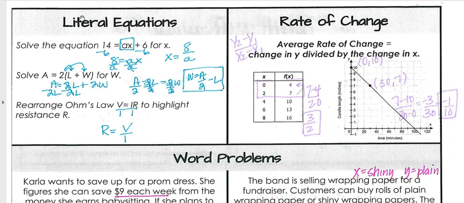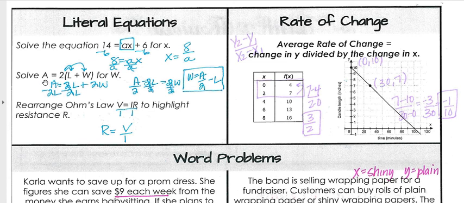Okay, some other topics. We have literal equations. Literal equations involve taking something that has more than one variable and isolating the variable that they're asking for. So here we want to solve for x, even though we have another variable of a involved. So you can see here we moved everything away from that x. We first did that by subtracting 6 from both sides, and then by dividing a away from the x. So my answer to x would be 8 over a.